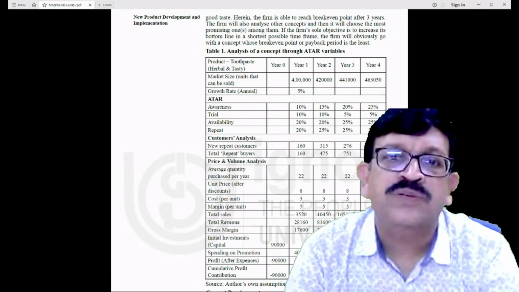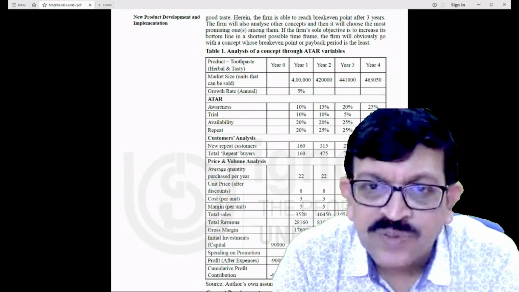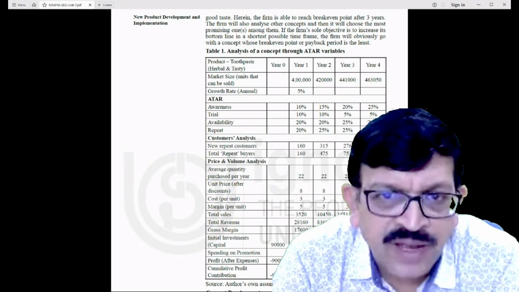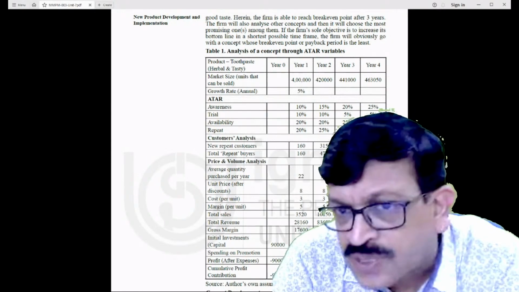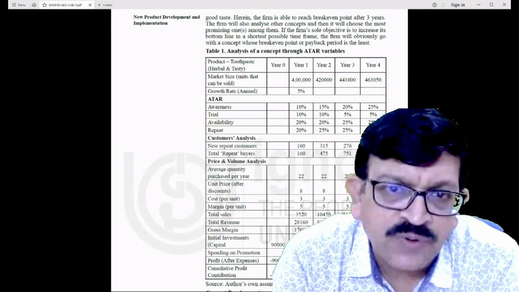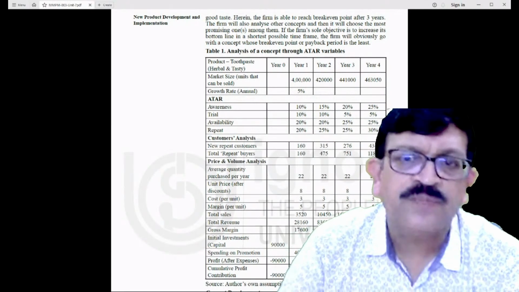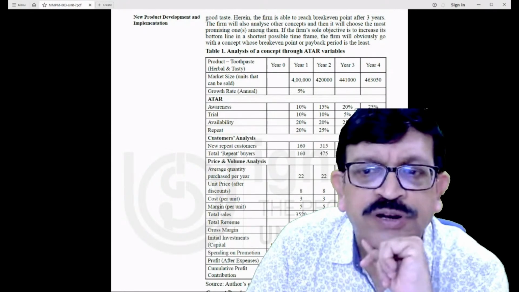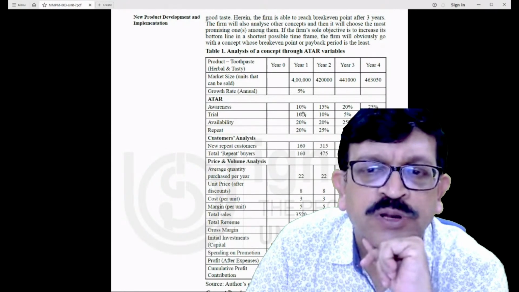So if you're planning to get into something like a herbal toothpaste, with a certain perception, people say they don't like it and it has to be tasty. If you're planning to bring something like this, what could be the projected phase? And the 8R variables would look something like this. As you can see here, awareness levels year wise. It's projected, based on certain calculations looking into the future market.